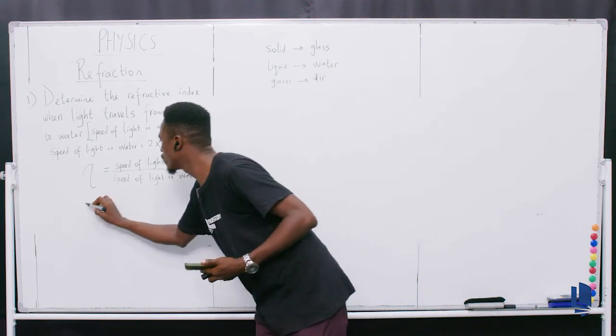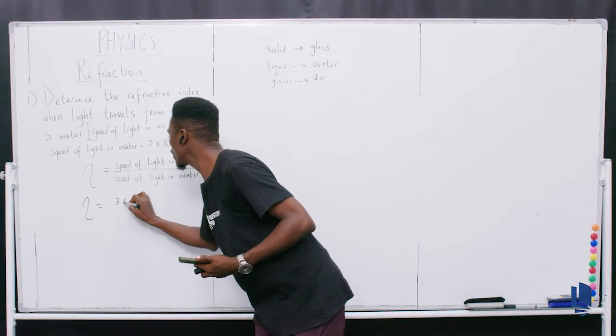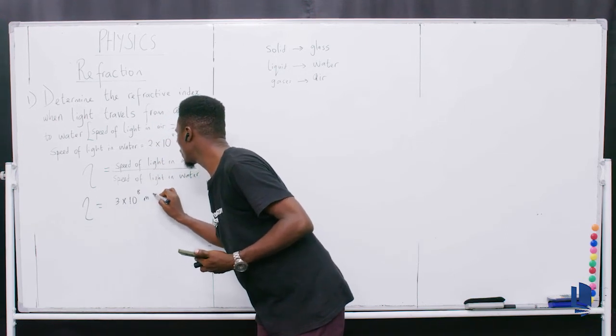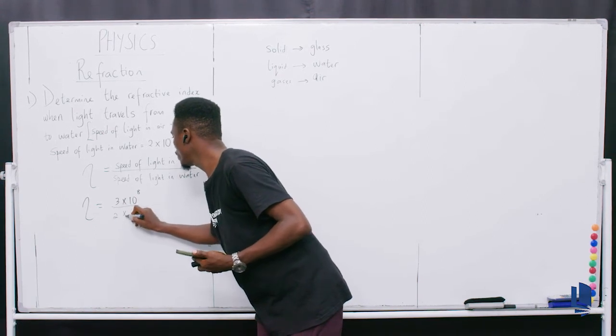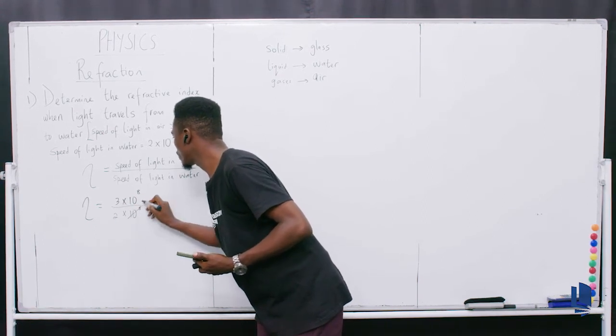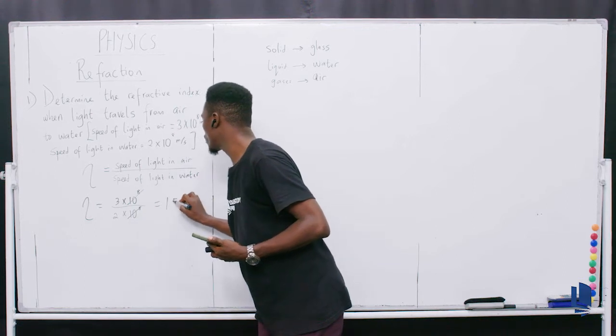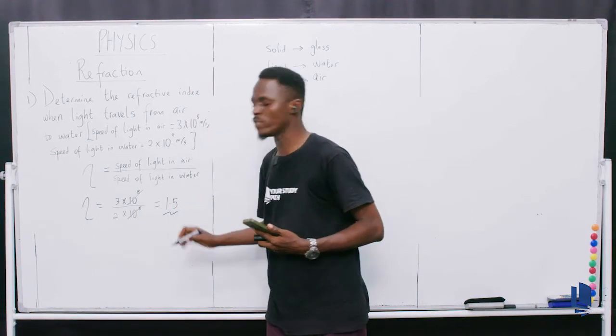Putting in our values: 3 times 10 raised to power 8 meters per second over 2 times 10 raised to power 8. No need, we can always finish up our calculation. Here we have 8 here cancelling out, this leaves us with 1.5 without any units.